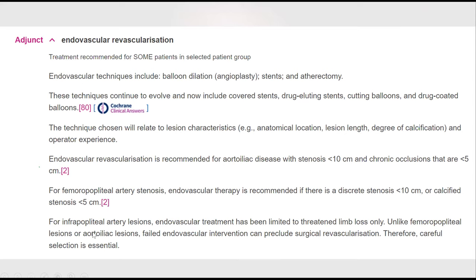Unlike fempop lesions or aortoiliac lesions, failed endovascular intervention for infrapopliteal artery lesions can preclude surgical revascularization. So careful selection is essential.